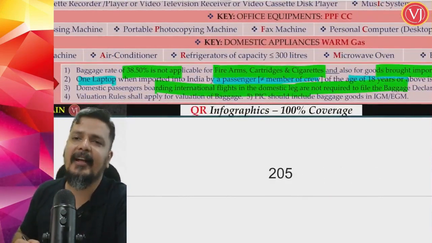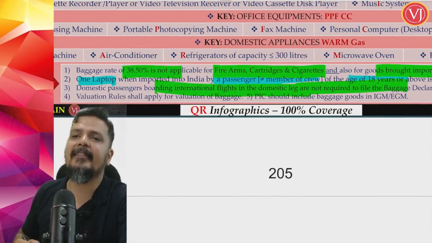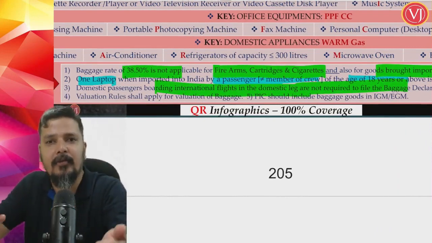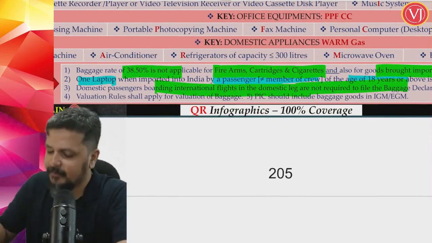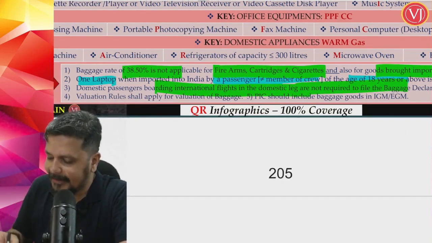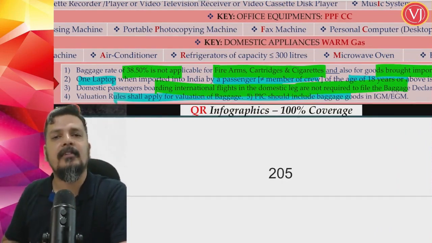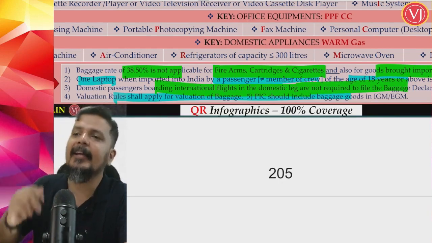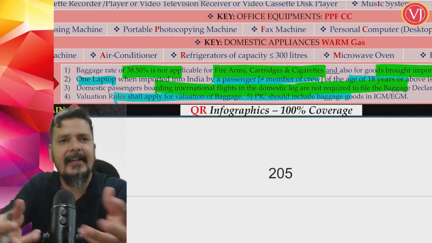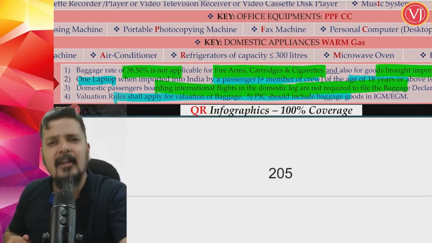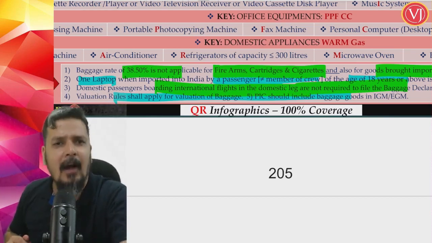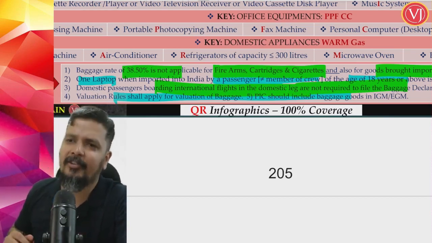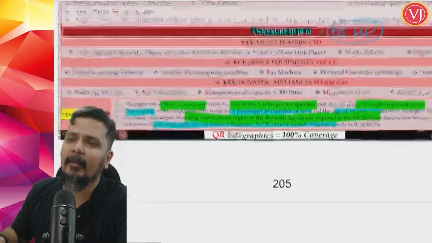And finally, please understand that if you have valuation issues in valuing your baggage, valuation rules will be clearly applicable. If you find any difficulty in valuing your baggage, the valuation rules are applicable for all goods, including baggage.